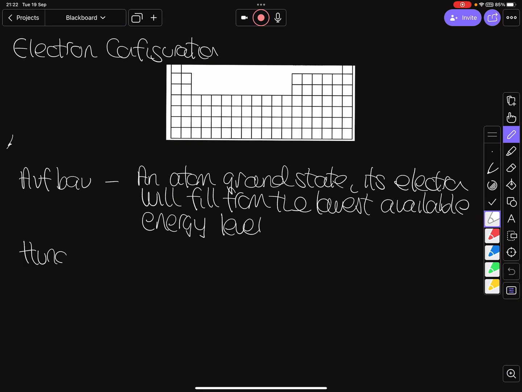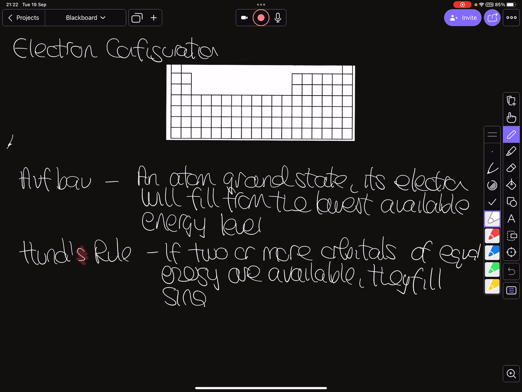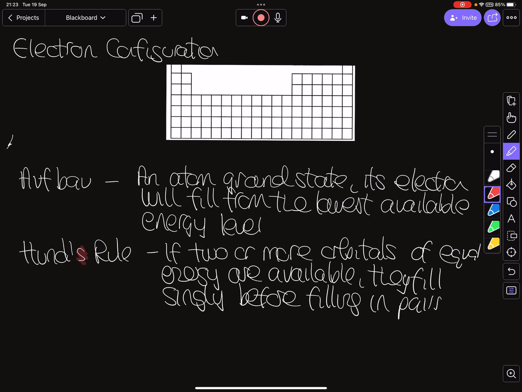The next one we have is Hund's rule. So you know me now, and I have crazy things. In my head, Hund's begins with an S, and that helps me know what rule this one goes with. Hund's rule states that if 2 or more orbitals of equal energy are available, they will fill singly before filling in pairs. In my head, the S in Hund's goes with singly, and that's how I link them together.